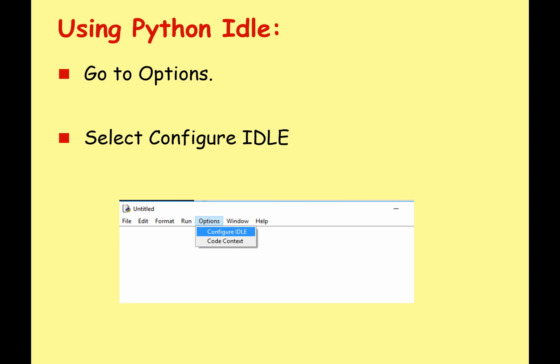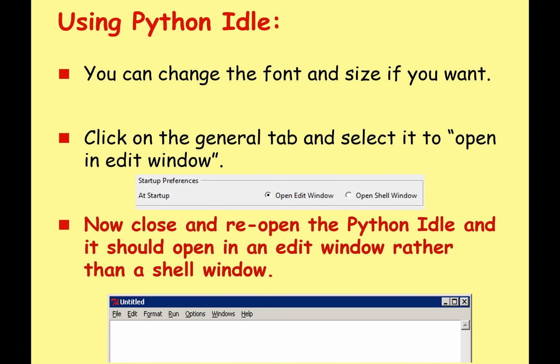So you might need to reconfigure it. To do that, go to Options, go to Configure IDLE. If you want to, you can change things like font and size. But really, I'd like you to go to the General tab and then select Open Edit Window, close it, reopen it, and that'll give you something that looks like this. That means you can just type all your program in one go, save it, run it.